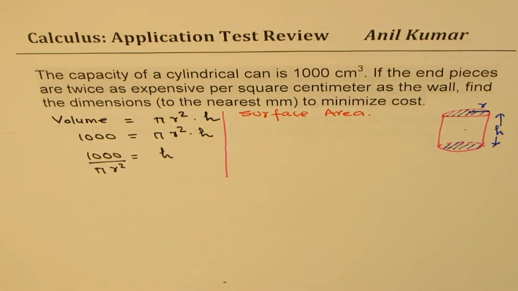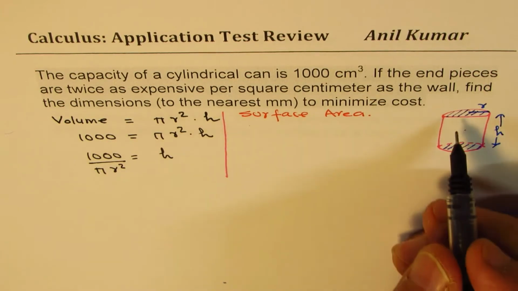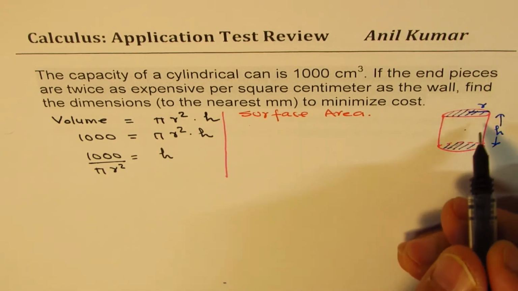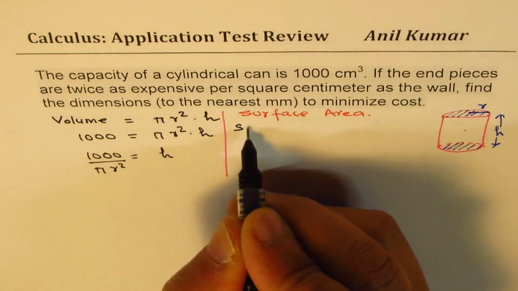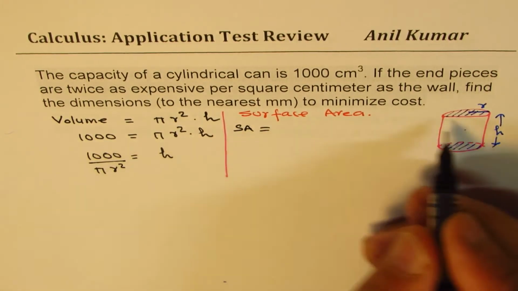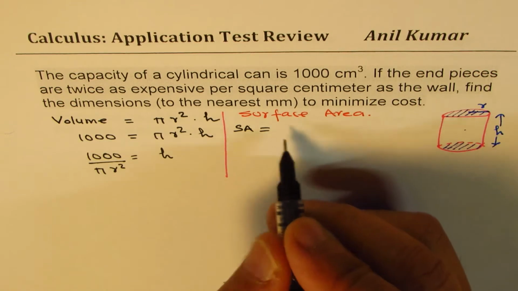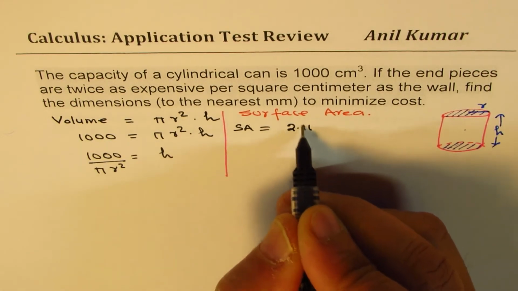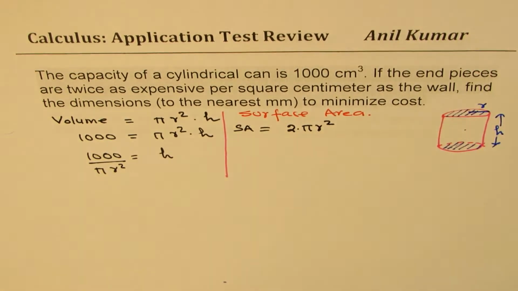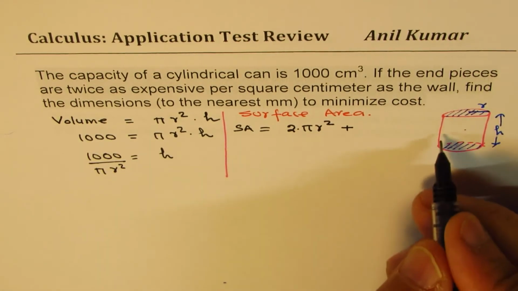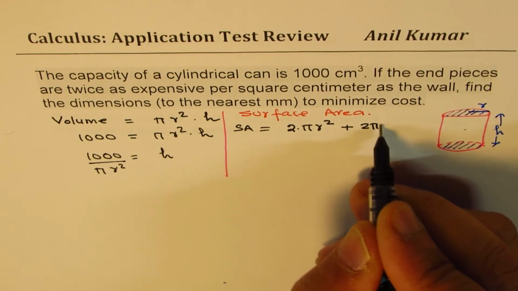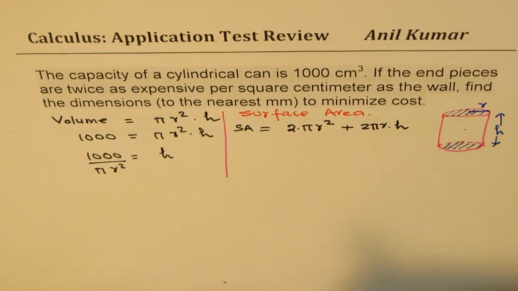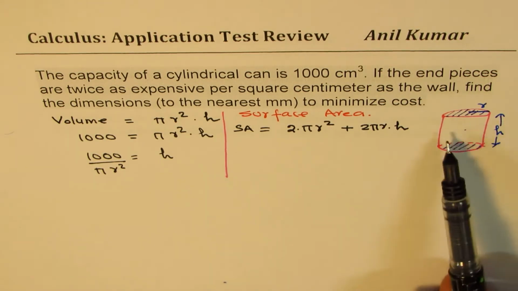So here we have two kinds of surfaces. One is top and bottom, which is circular. So we have surface area that could be given as pi r square and pi r square. That means 2 times pi r square, which is top and bottom, right? Plus this surface, the lateral surface, which is 2 pi r times height. So that becomes the lateral surface.